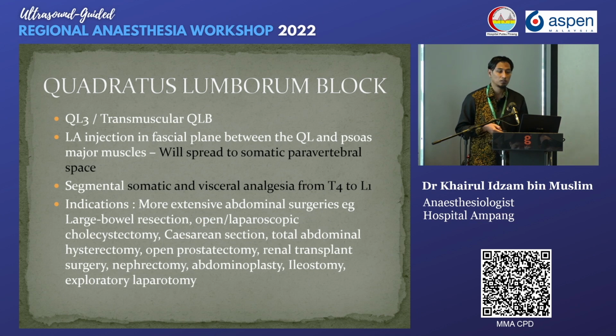Next is the QL block. There are three types: QL1, QL2, and QL3. QL3, also known as transmuscular QL or anterior QL. So LA is injected in the fascial plane between the QL and psoas major and will spread to the somatic paravertebral space. Okay, segmental, somatic, and visceral analgesia from T4 to L1.